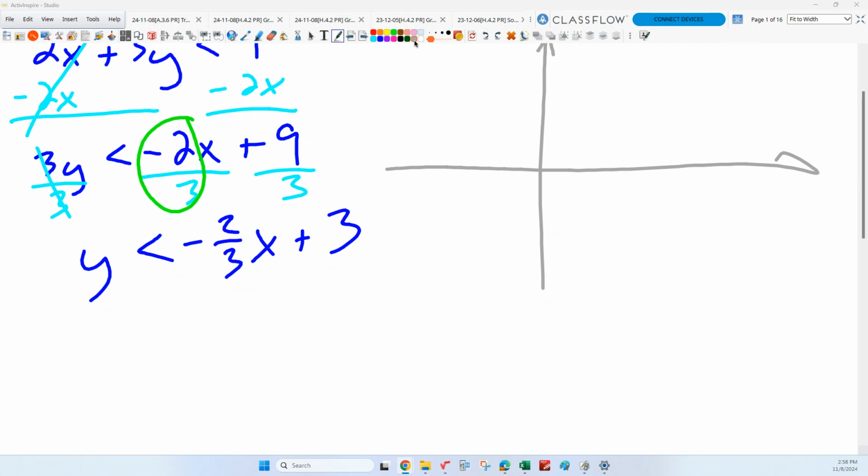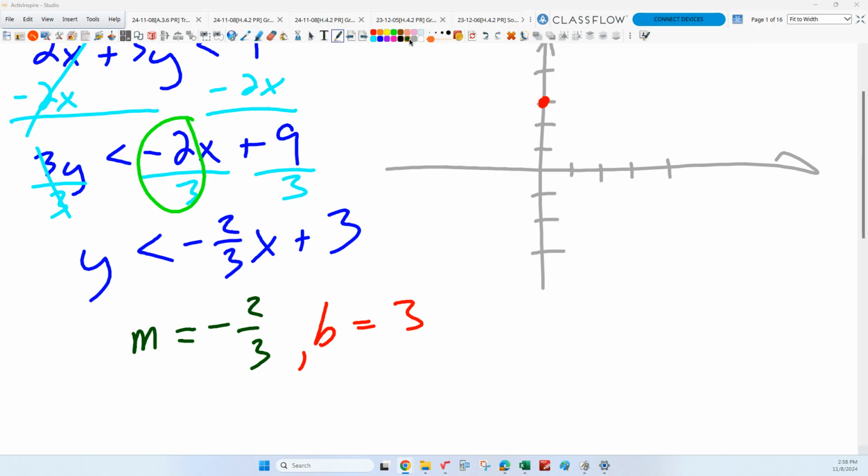Now let's graph this thing. How would I graph that? What's the value of m? Negative 2/3. And what's the value of b? 3. So how do I graph a function in slope-intercept form? Start at 3, because remember my goal is to make two points, connect and extend. So there's a point that I know, right? I have a y-intercept at 3.